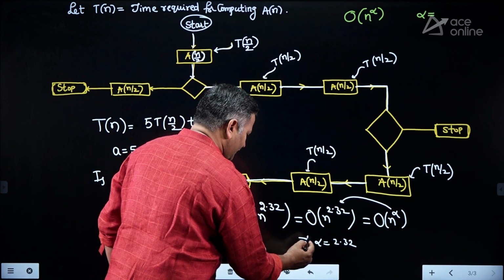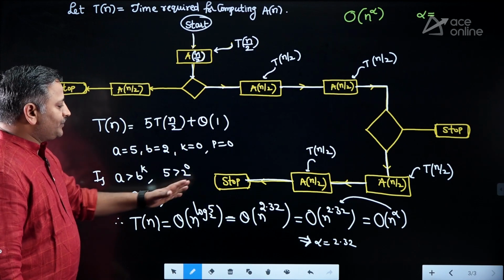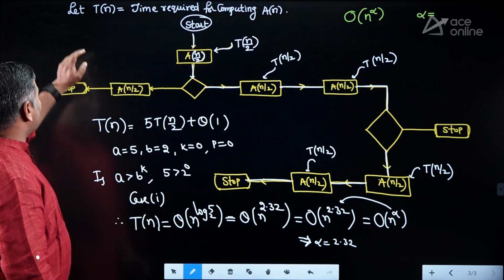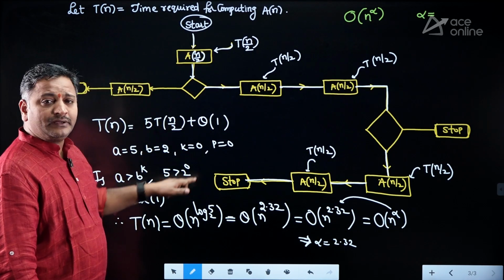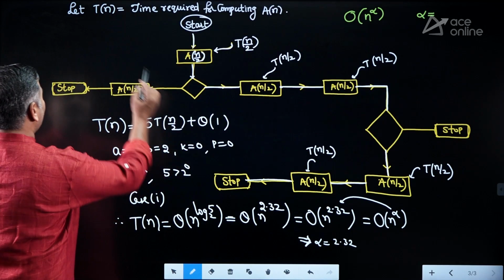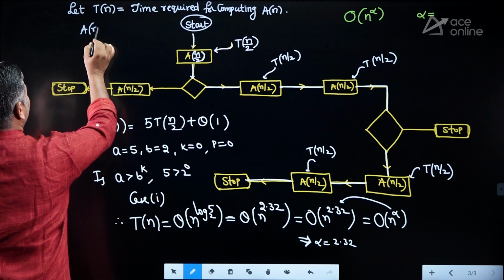Alpha value is equal to 2.32, friends. Okay, this is the way you need to process the problem. Here the provided flowchart is computing a recursive function A of n.